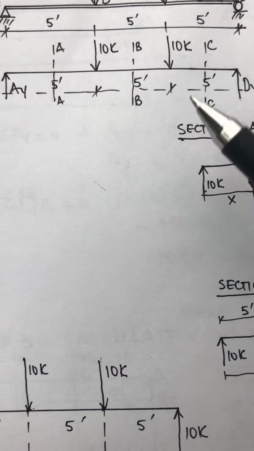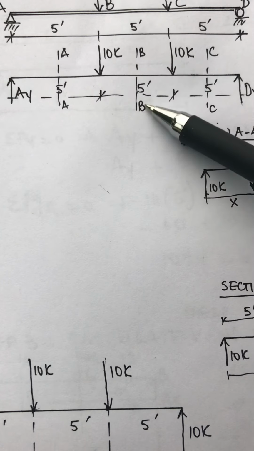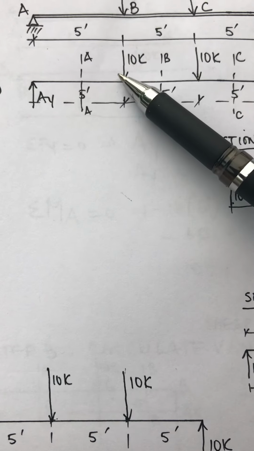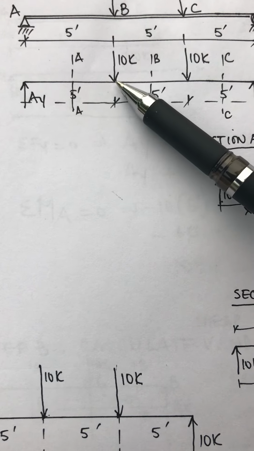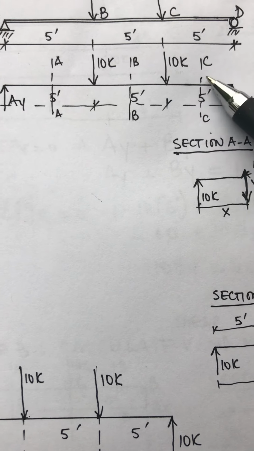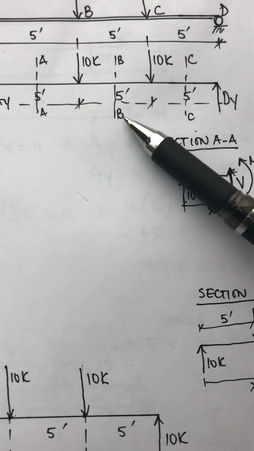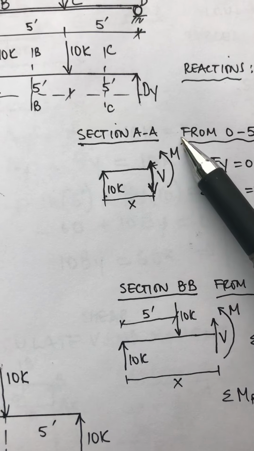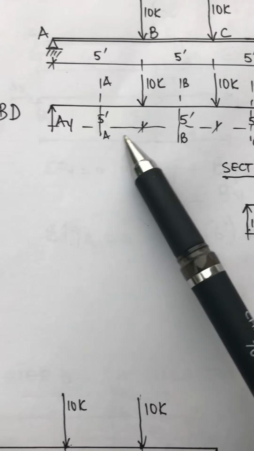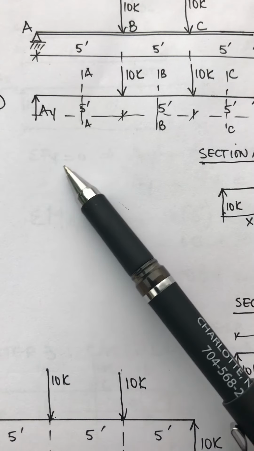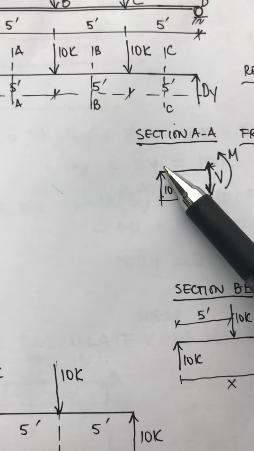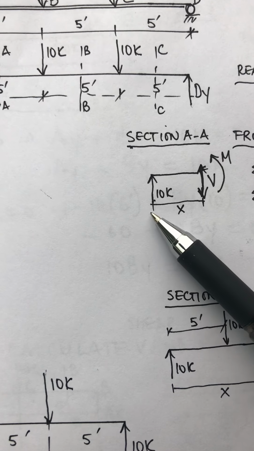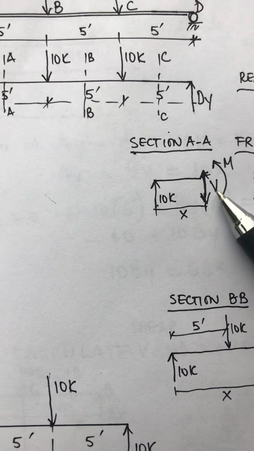First we have cuts AA, BB, and CC. The first one is from 0 to 5, the second from 5 to 10, and then 10 to 15. It's the same thing we did in the previous exercise. First cut, AA: we have 10K here, A is 10K, and we cut it at V. X is the distance from A to the cut.